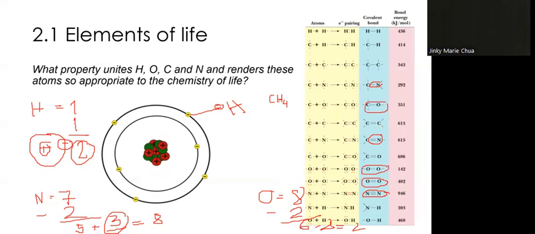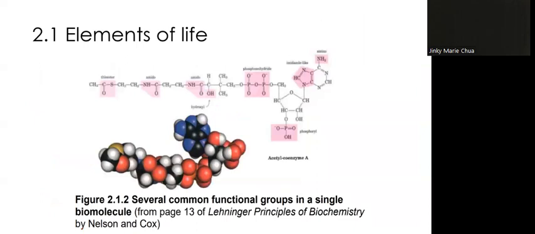Now, your carbon-carbon bonds are strong enough to be stable, but not so strong that they can't break and rearrange. That is important, that we can easily break it and rearrange it. So this makes them an excellent building block. And let's look at this figure. This is from your book.